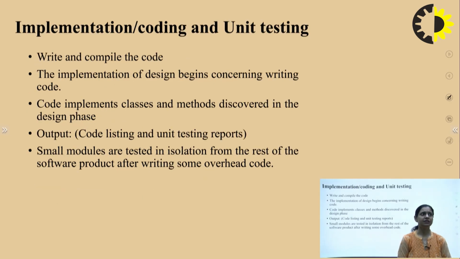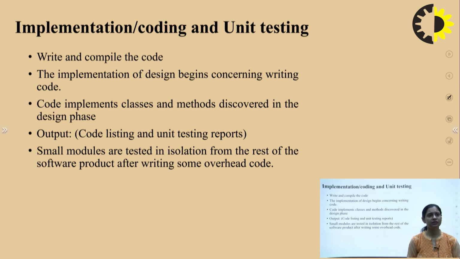The next phase is the implementation or coding phase and the unit testing. In this phase, the code is compiled and written. The implementation of the design begins with writing the code. What language would you be using? What platform would you be using while you are developing the code? All those things are done in the implementation part. The code implements the classes and methods that were discovered in the design phase, and the output over here is the code listing.